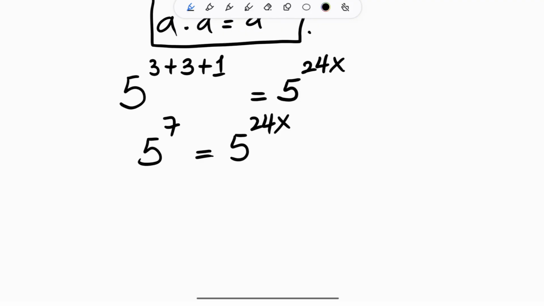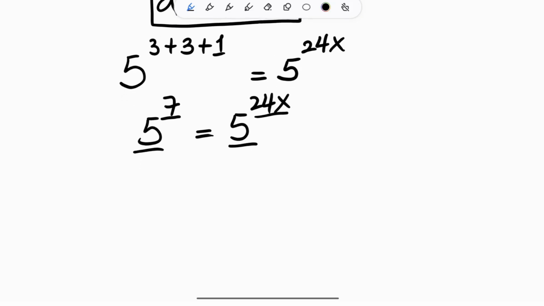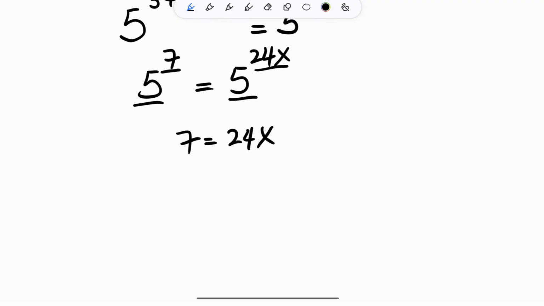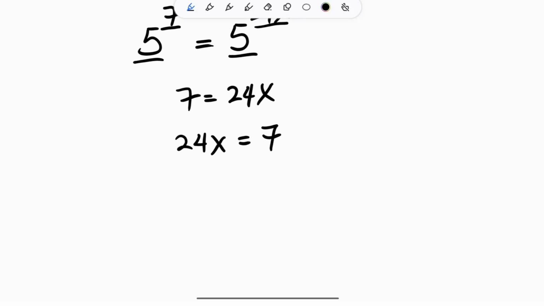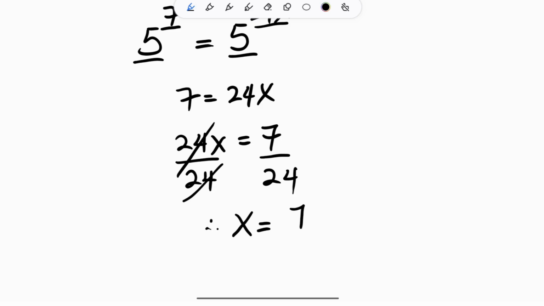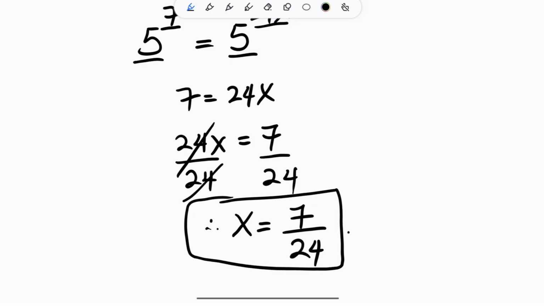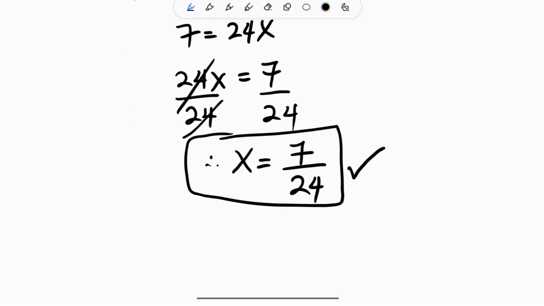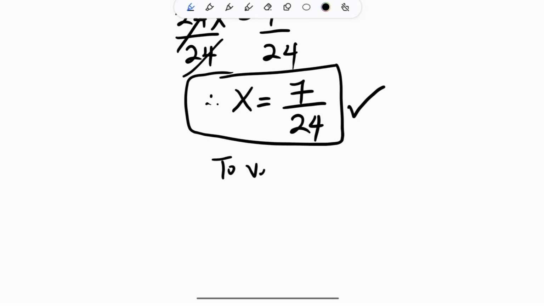Because we have the same base, we can equate the powers. So 7 is equal to 24x, or 24x is equal to 7. To find the value of x, we can divide both sides by 24. And so therefore, the value of x is equal to 7 divided by 24, and this is our answer. We're not going to stop here. We're going to go ahead and verify our answer.